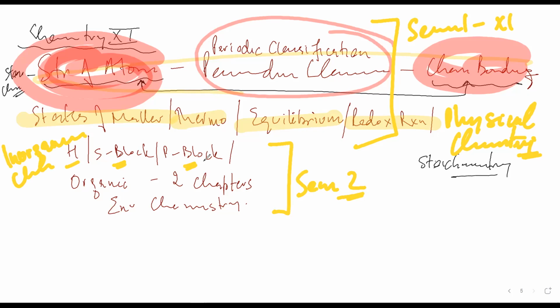Now, when you go to your school and when you meet your friends, you'll hear all this BS about "arre inorganic toh samajh nahi aati, inorganic samajh nahi aati." Now you need to be very careful.